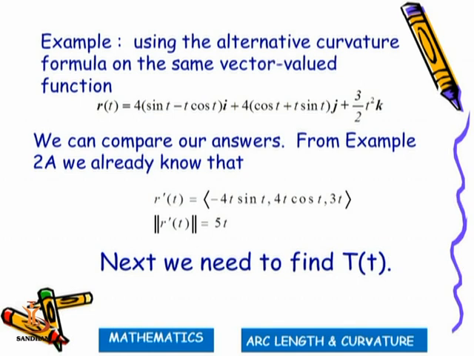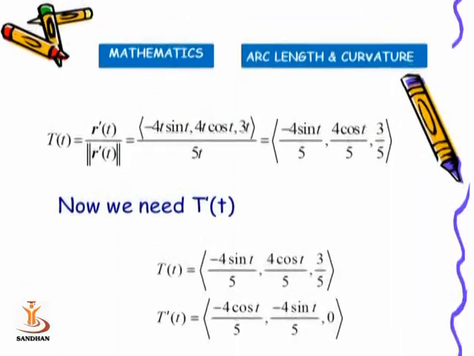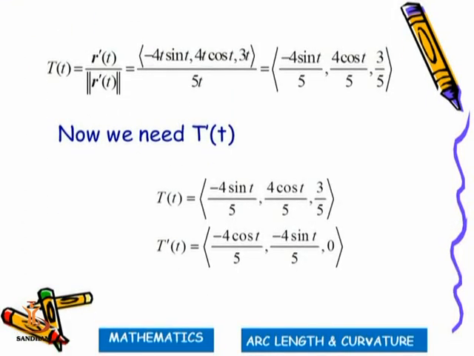In this example, using the alternative curvature formula for the same vector valued function. We took the same example, looked at its arc length, and saw how to find its curvature by using different formulas. So we can compare our answer with example 2a. We already know that r dash of t is minus 4t sin t, comma 4t cos t, comma 3t. So norm of r dash is 5t. So we will next find the capital T. Capital T is r dash upon norm of r dash.